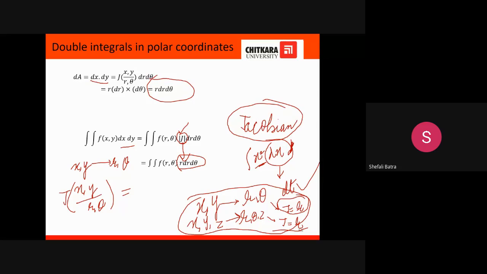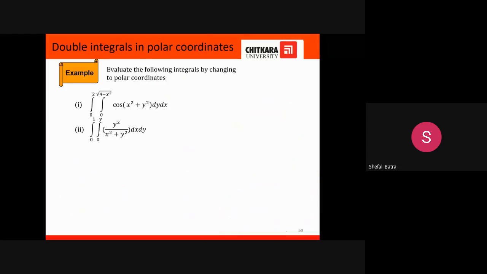After that, the question would be the same. Let us have an example. Evaluate the following integral by changing to polar coordinates, right? So this is in Cartesian coordinates, right? And I need to convert it into polar coordinates. Now you tell me, how to do it?